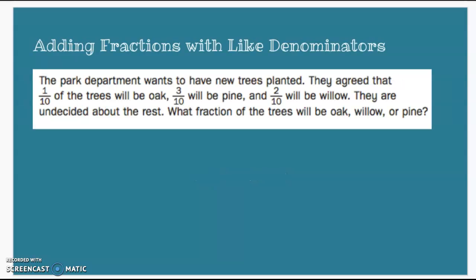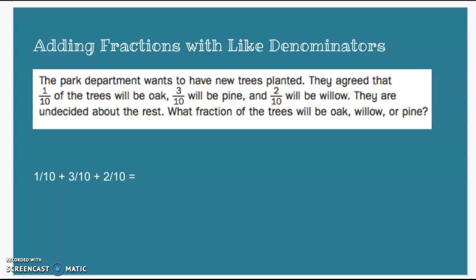Let's do a review. The park department wants to have new trees planted. They agree that 1/10 of the trees will be oak, 3/10 will be pine, and 2/10 will be willow. They are undecided about the rest. What fraction of the trees will be oak, willow, or pine? Okay, so looking at this problem, I know it's asking me to add my fractions together because it's asking what fraction will be oak, willow, or pine all together. So my equation would look like this. 1/10 plus 3/10 plus 2/10 would get me my answer.